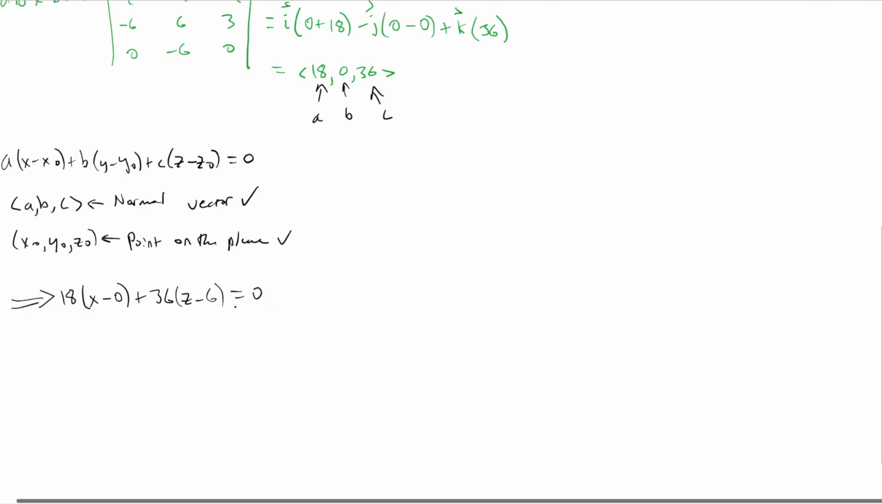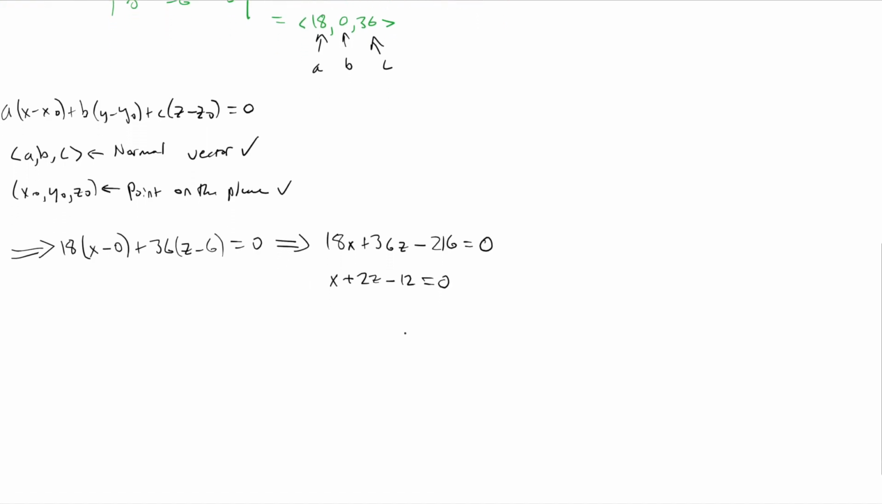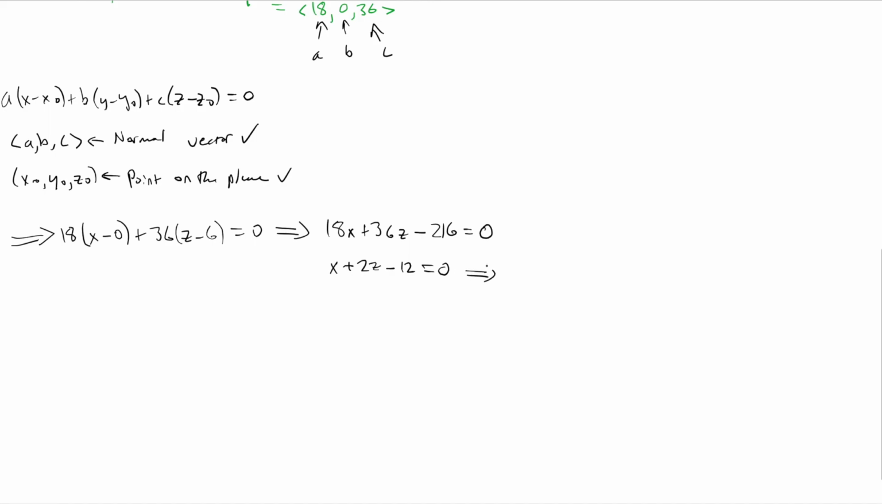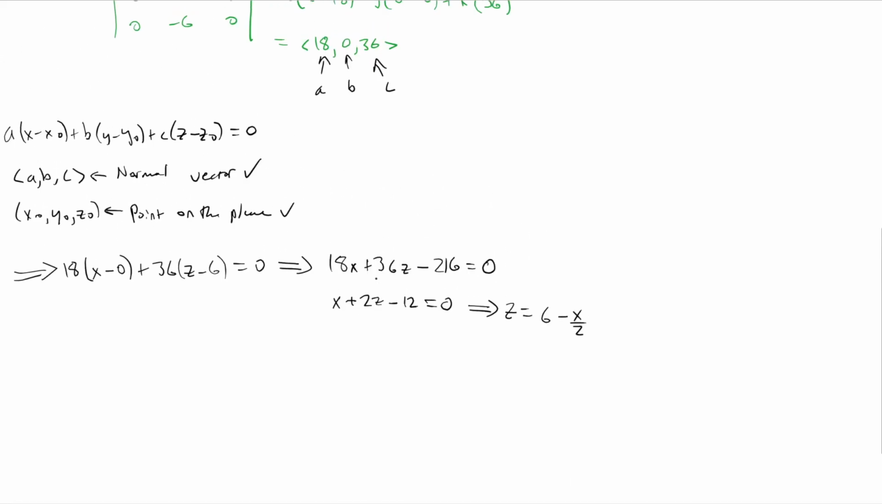Now, I am going to write this equation in terms of z, and I will explain why in a second. So let's multiply everything out. 18x plus 36z minus 216, and all of this equals 0. Now we can divide everything by 18, so x plus 2z minus 12 equals 0. And then isolating z, we get z equals 6 minus x over 2. Yep, okay. That looks to be correct.